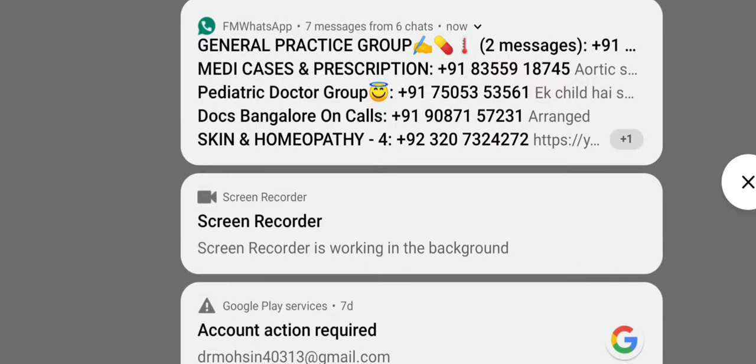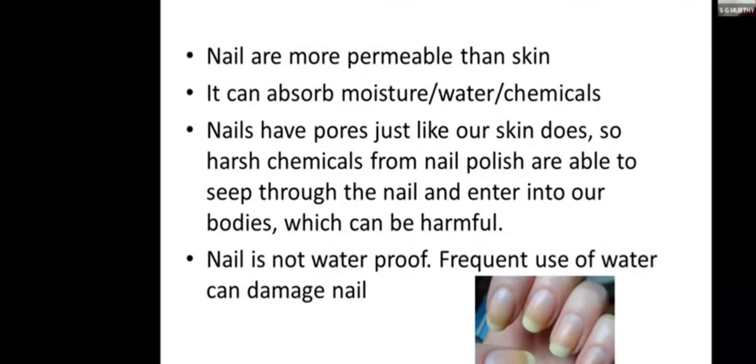Nail is not waterproof. So frequent use of water can damage the nail. Frequent use of water means, suppose you dip your hand in water, wash frequently. What happens is when you wash frequently, the water is absorbed by the nail and the nail becomes damp. Correct? And then when you're off the water, the nail dries. Then when you again put your hand in water, it gets absorbed again. Then it dries. So frequent drying and getting wet will cause damage to the nail.